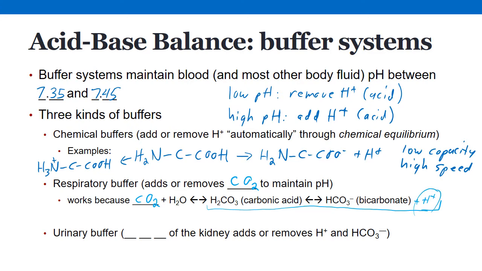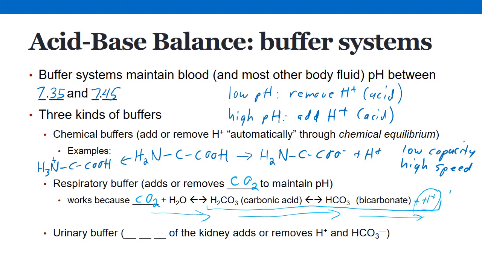If, on the other hand, your body is getting too basic, you can breathe out less CO2, and more CO2 means more carbonic acid, means more bicarbonate and H plus, and so your whole body gets more acidic. So by controlling your CO2 output, you can control your pH. Again, breathing out more CO2 means your body gets more basic. Keeping CO2 in your body means your body gets more acidic.